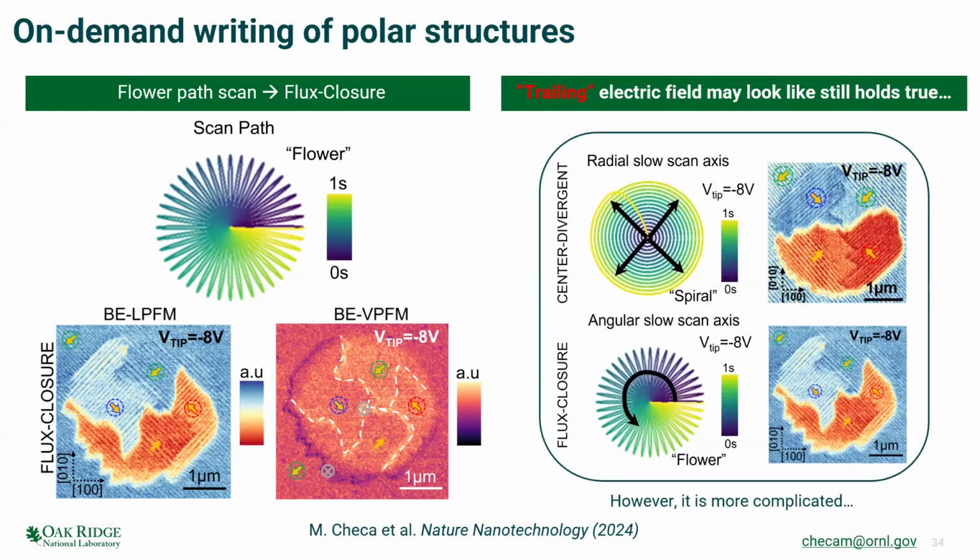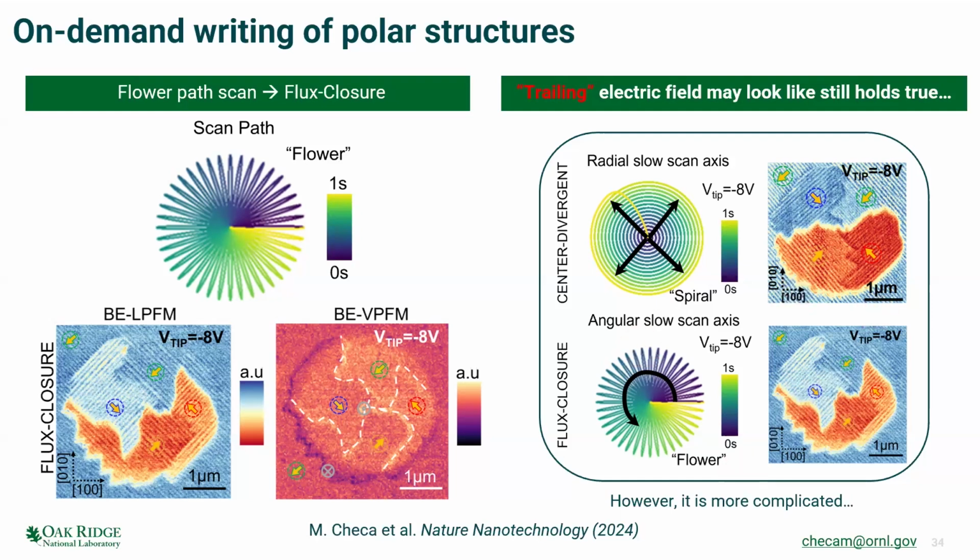So we're kind of happy because the literature says that it's the trailing electric field, so the slow scan direction, that is driving the switching in this type of material. And we said, well, when we have a spiral scan, the slow scan direction is the radial direction, right? And this allows us to engineer center-convergent and center-divergent type structures. And when we have a flower-like structure, the slow scan is the angular scan. So this generates these flux-closure structures.